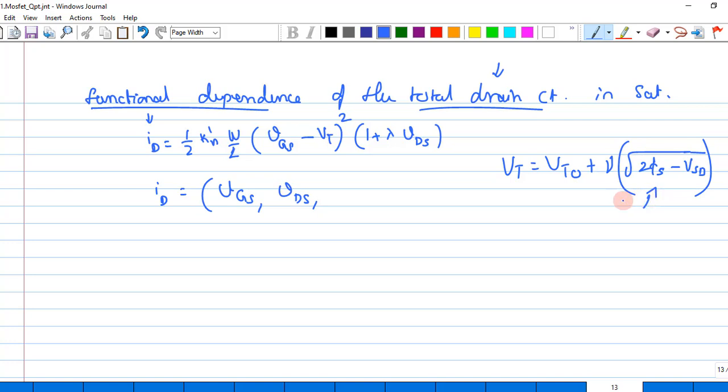As of now, let me just put it aside and just look at the dependency of my VT on the value of VSB. Because of that, I can write the functional dependency not only on VGS and VDS, it also depends on the VSB term, which can again be intentionally varied. That's the reason why I wrote it as a composite signal here. So these are the functional dependencies that I have on the value of ID.